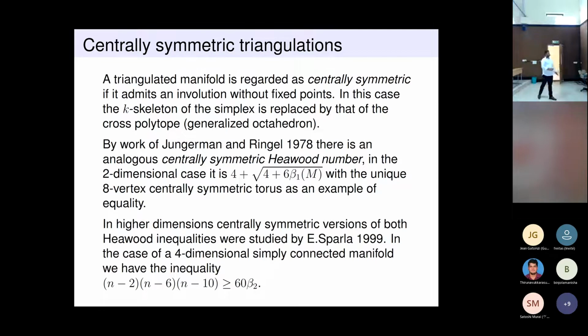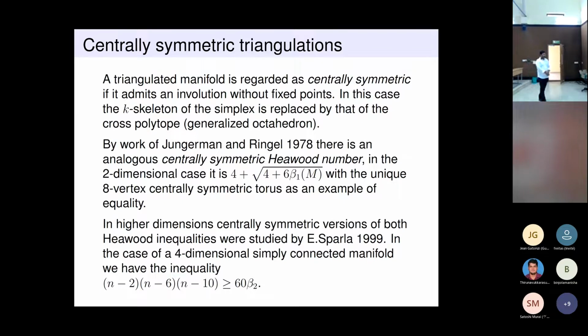Yeah, so probably we will finish within time. We have similar kinds of results for centrally symmetric triangulations as well. A triangulated manifold is regarded as centrally symmetric if it admits an involution without fixed points. In this case, the k-skeleton of the simplex is replaced by that of the cross polytope. By the work of Jungerman and Ringel, there is an analogous centrally symmetric Heawood number in the two-dimensional case, with the unique 8-vertex centrally symmetric torus as an example of equality.